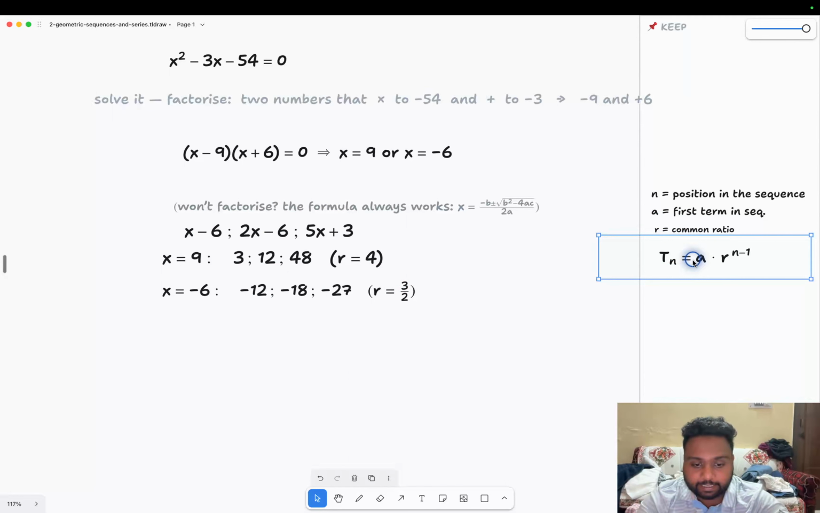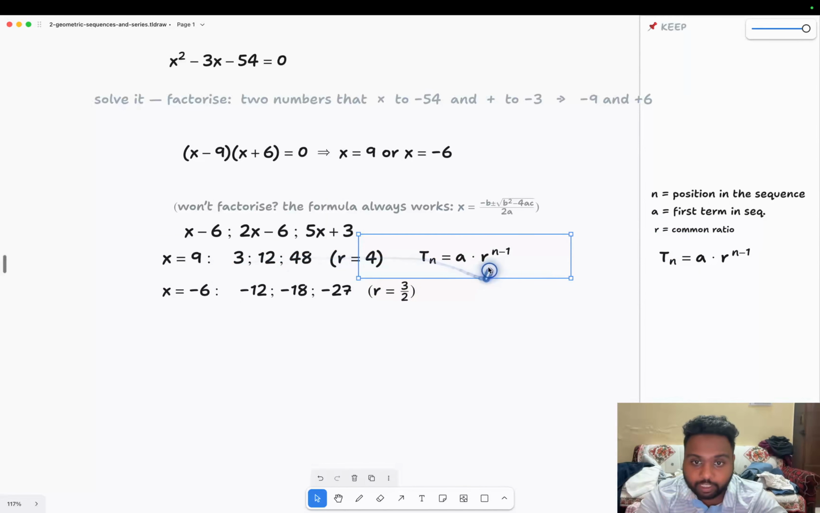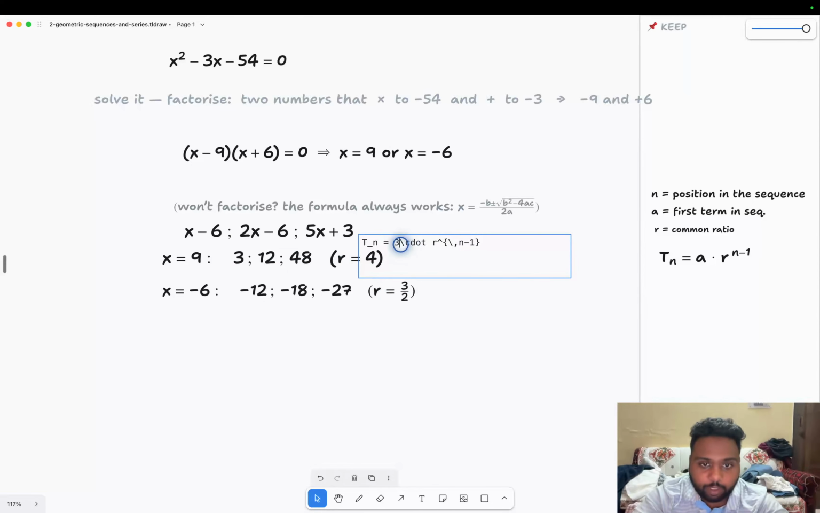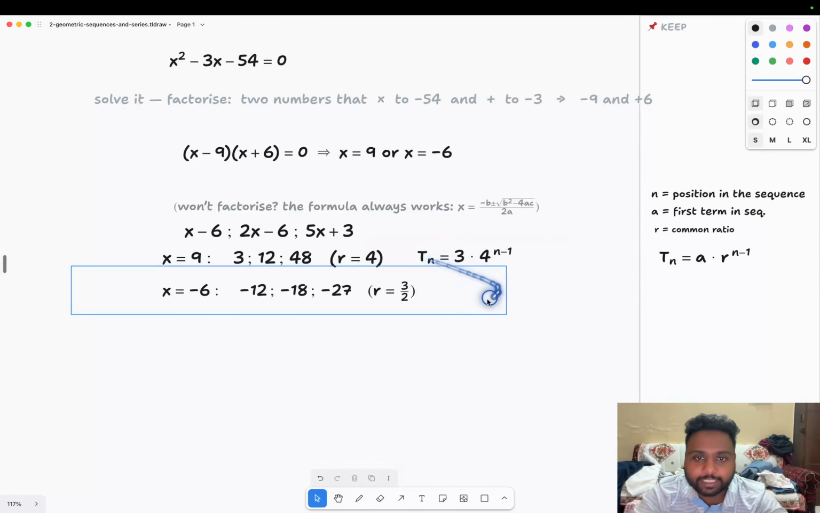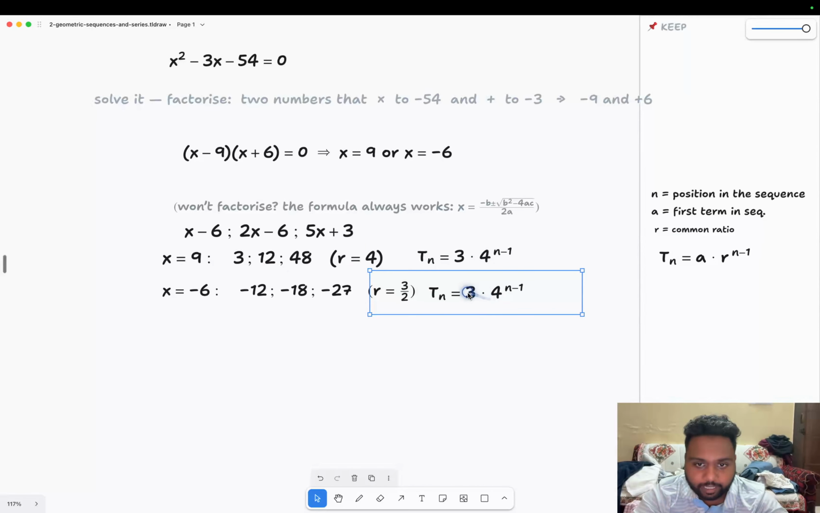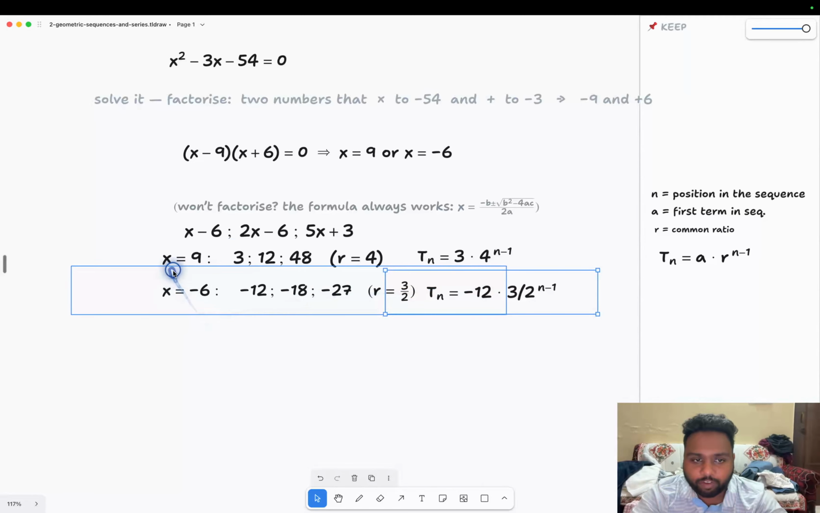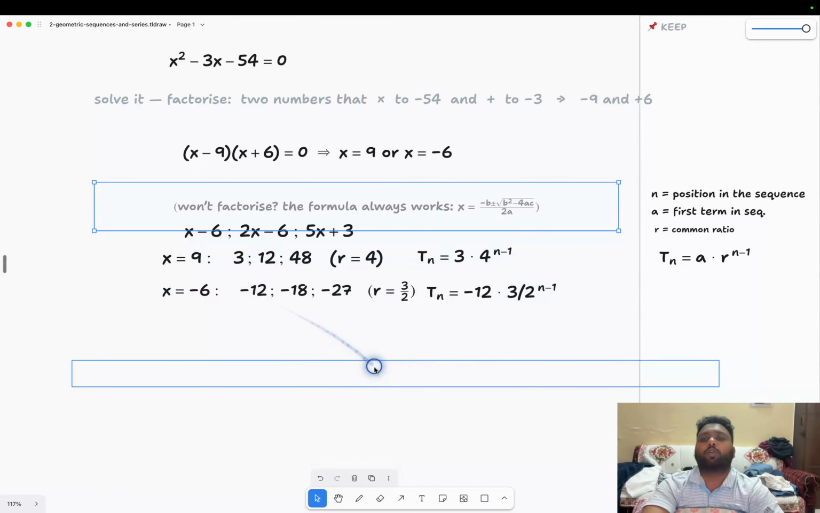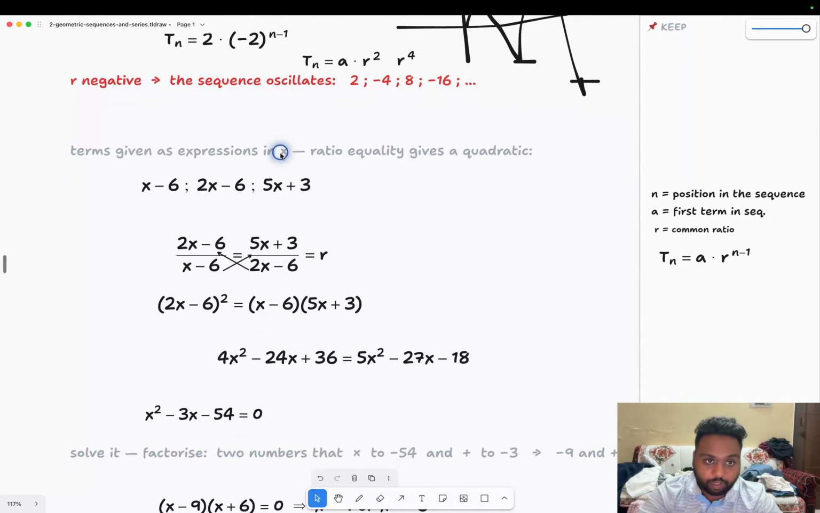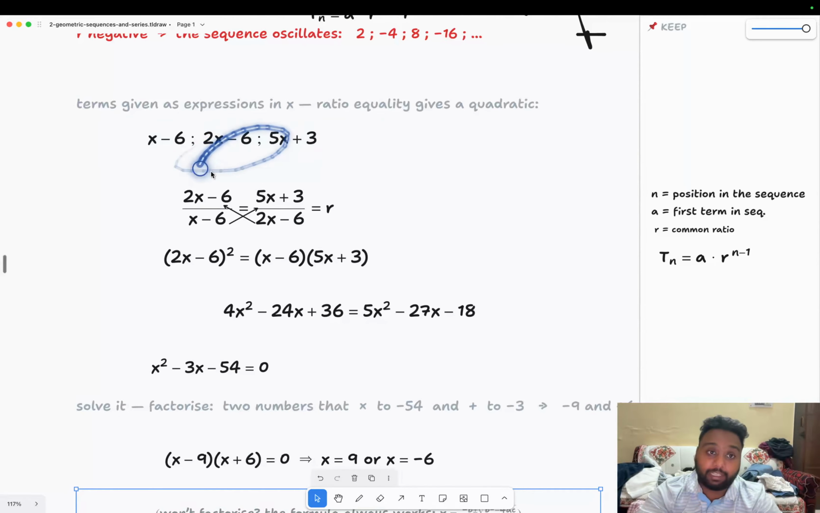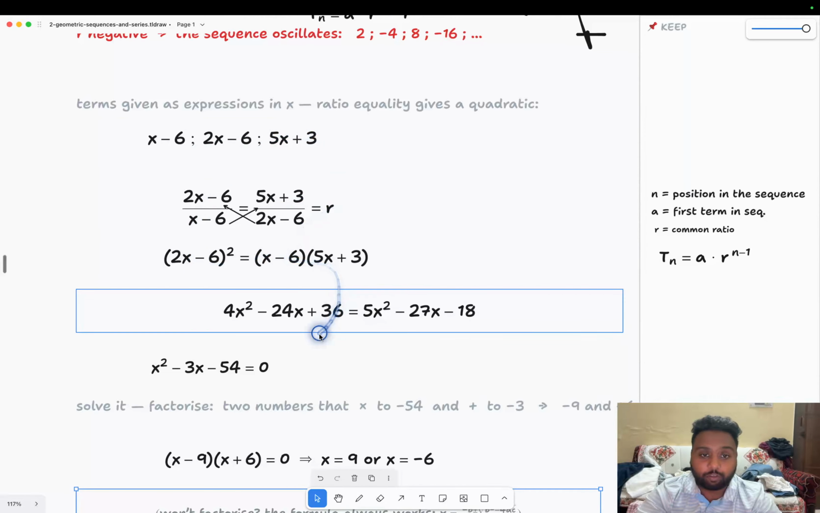So the Tn in both the cases is going to be, if you guys try to substitute these values into this, what is the value of a? My a value is 3 and the value of r is 4. So this is the Tn in this case. And in this case, the Tn is going to be, the value of a is minus 12 and the value of r is 3 by 2. Right? This is my formula for Tn for the given values of x. And in both the cases, the value of a is also different. So this question had two solutions instead of one. And these questions for geometric sequences are very common, and they have a very similar way of solving these.